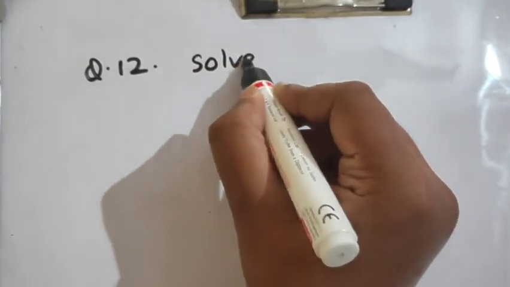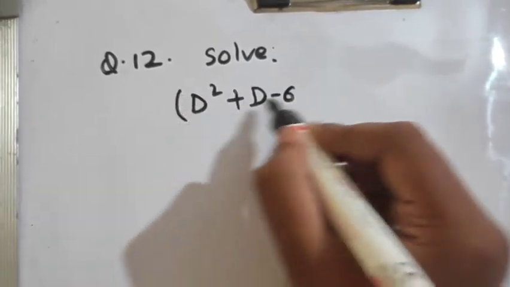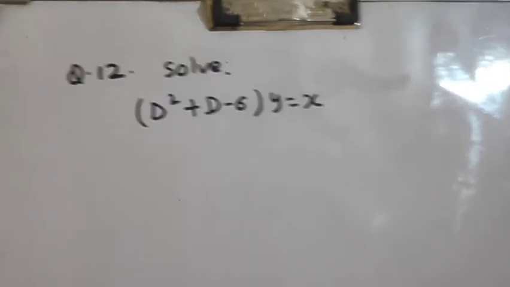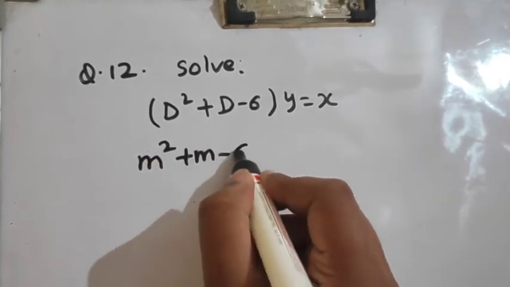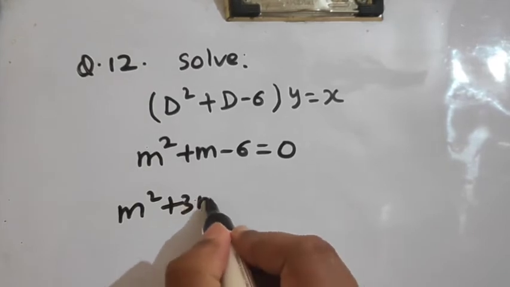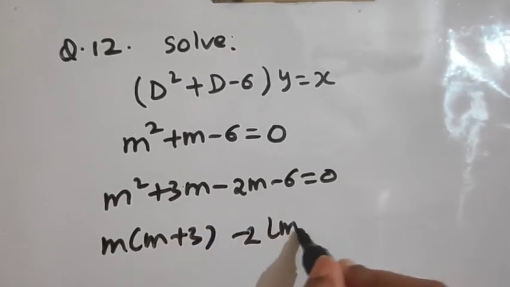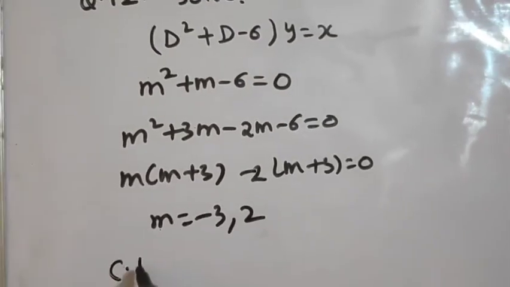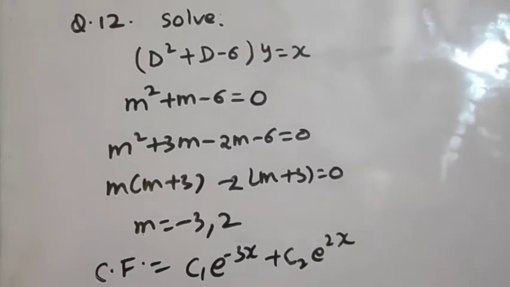So solve (D square minus D minus 6) y equals x. Now on the right-hand side you are getting x raised to power 1. First of all, find the complementary function, for which you write m square plus m minus 6 equals 0, so m square plus 3m minus 2m minus 6. Taking m common and minus 2 common, you get (m plus 3)(m minus 2) equals 0. So m equals minus 3 and 2. You can write the complementary function easily: c1 e power minus 3x plus c2 e power 2x. No problem whatsoever in that.